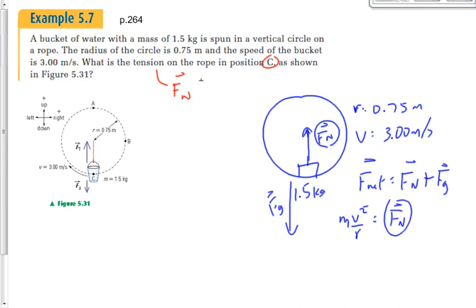Plus m times g. Gravity is mg, right? Cancel out the mass there? Good question. Can I cancel out the mass? It's got to be in every term. Can't cancel out the mass there. It matters. I mean, think about that.